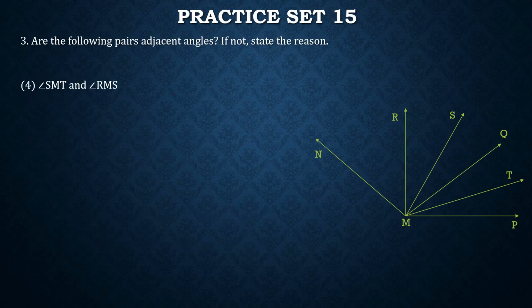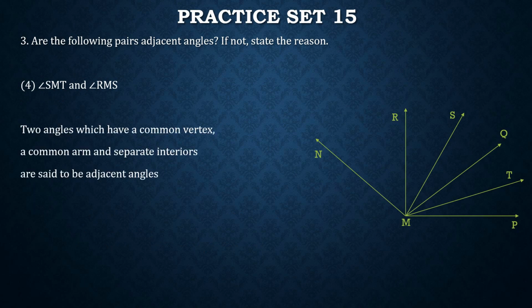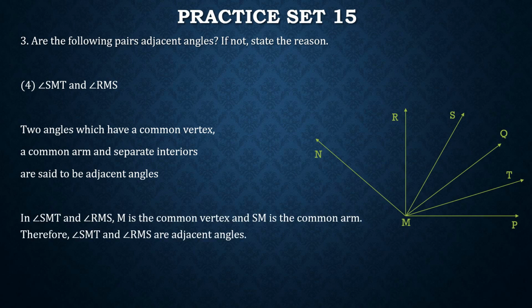Fourth one, angle SMT and angle RMS. We know the basic definition of adjacent angles, that is, two angles which have a common vertex, a common arm and separate interiors are said to be adjacent angles. In angle SMT and angle RMS, M is the common vertex and SM is a common arm. Therefore, angle SMT and angle RMS are said to be pairs of adjacent angles.